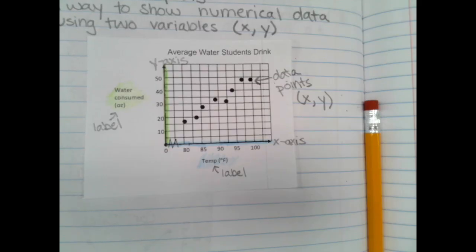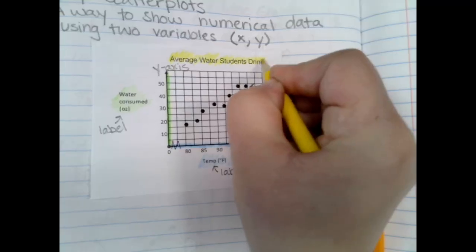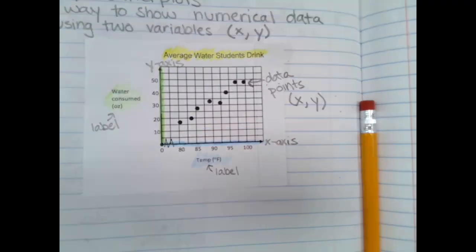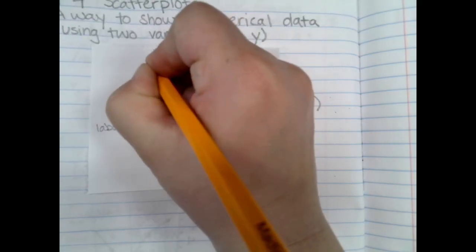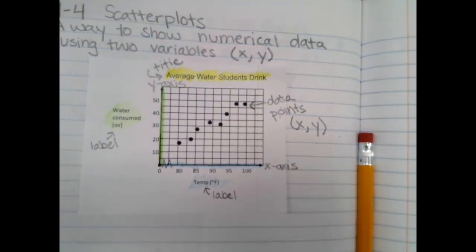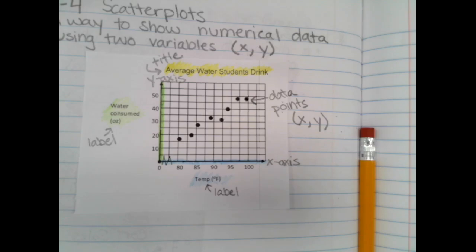Okay, and what else does this graph have? An overall average water students drink. What would we call this part of the graph? A title. So we're looking at average water that students drink. We have temperature and the water consumed.